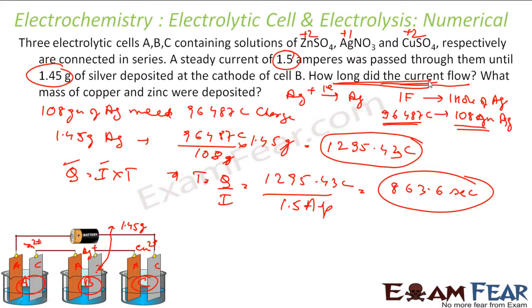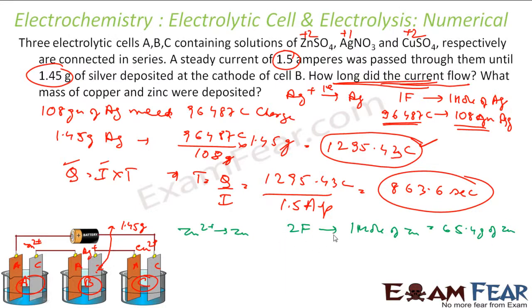Now the next question is, how much mass of copper and zinc were deposited? Pretty easy now. Since I know the amount of charge that flew, I can easily find. See, for zinc, I have Zn2+, give me Zn, correct? So I can say that 2 Faraday charge is required to produce 1 mole of zinc. That is nothing but 65.4 gram of zinc.